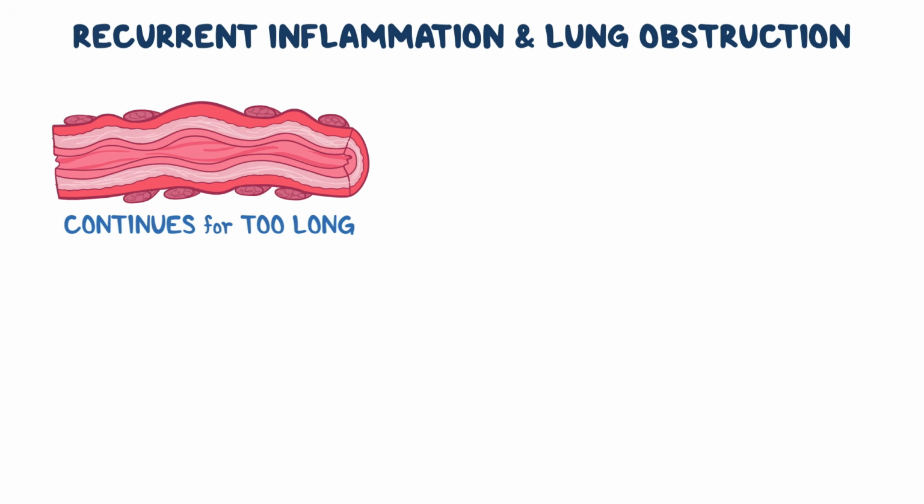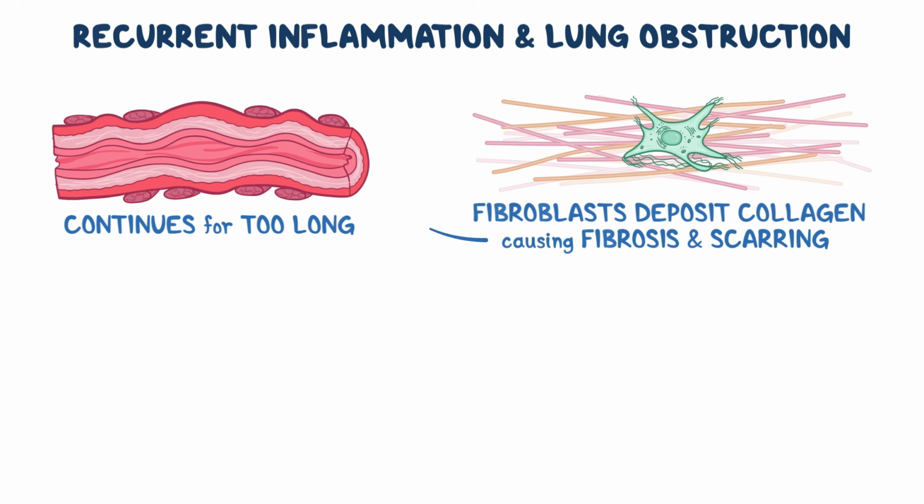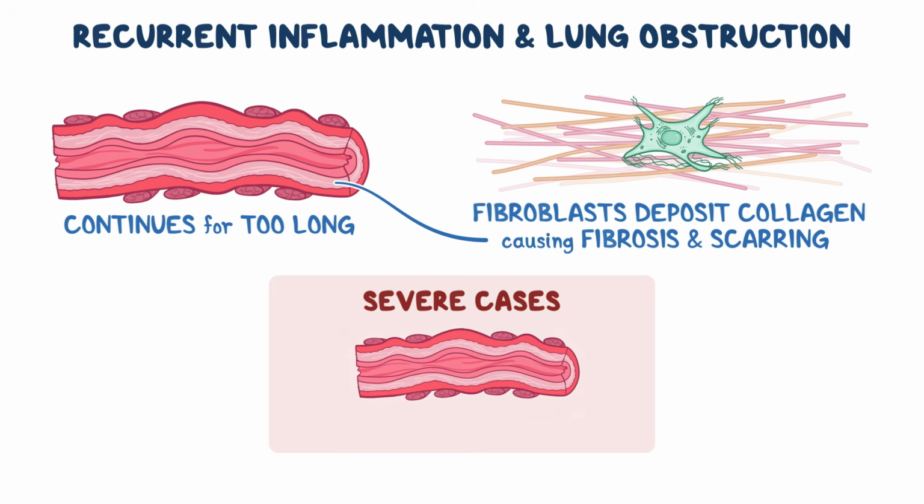In both recurrent inflammation and lung obstruction, if the inflammation continues for too long, fibroblasts step in to repair the damage by depositing collagen. But instead of healing, this results in fibrosis and scarring of the bronchial and bronchiolar walls. In more severe cases, the fibrosis can extend to the tissues surrounding the bronchioles, a process called peribronchiolar fibrosis.